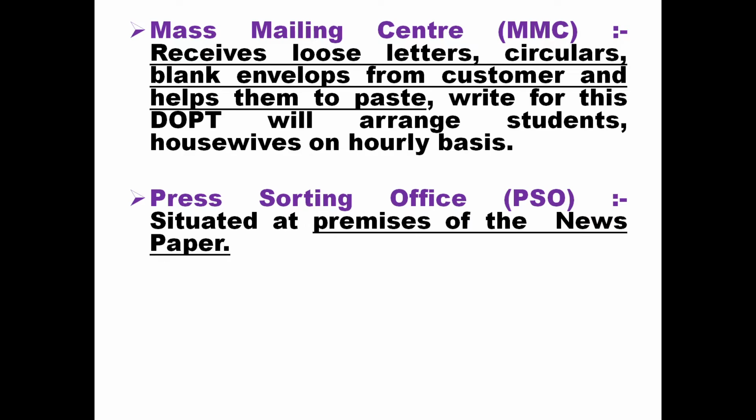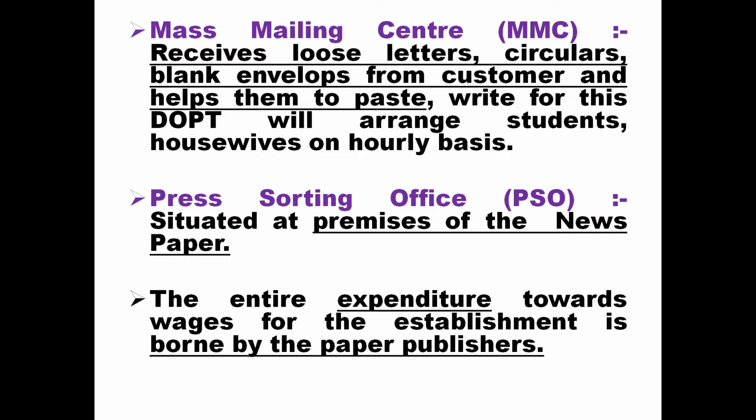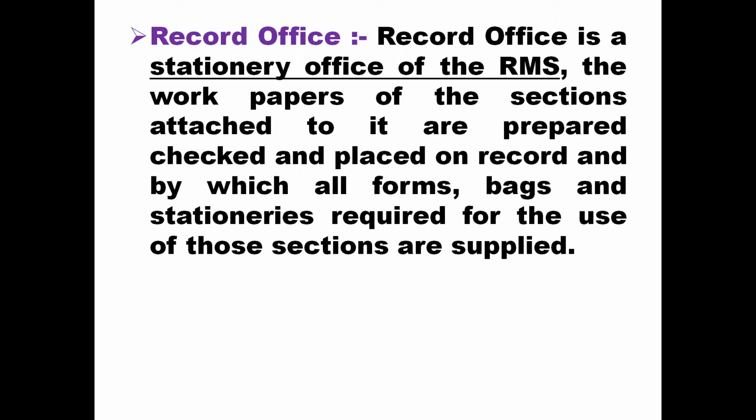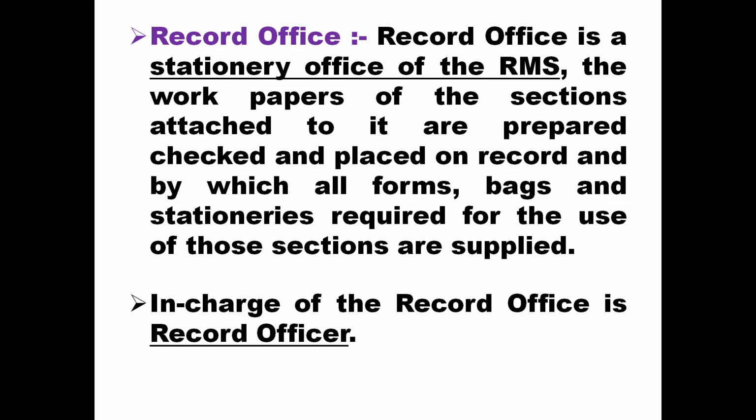Press sorting office. Press sorting office is situated at the premises of the newspaper. The entire expenditure towards wages for the establishment is borne by the paper publishers. Record Office. Record Office is a stationary office of the RMS. The work papers of the sections attached to it are prepared, checked and placed on record, and all forms, bags and stationeries required for the use of those sections are supplied. In charge of the record office is the Record Officer.